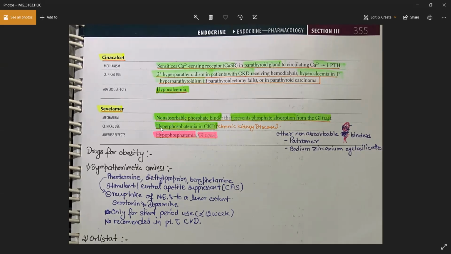It is useful for the hyperphosphatemia in chronic kidney disease, and it can cause GI upset also.